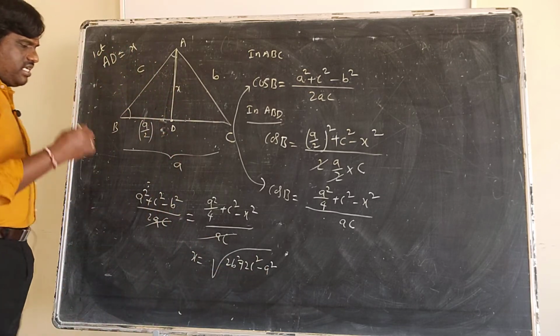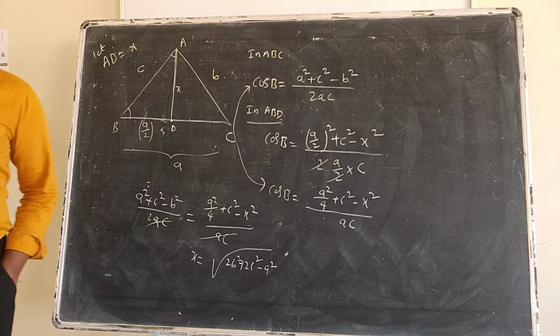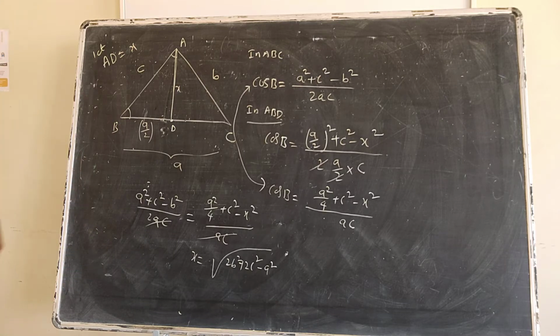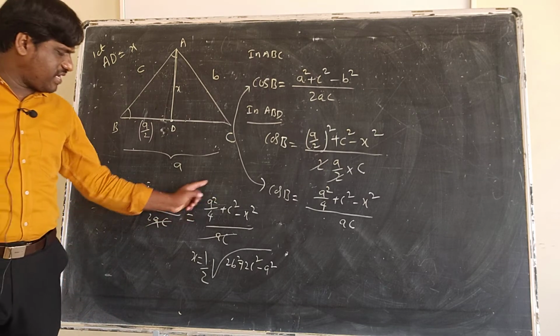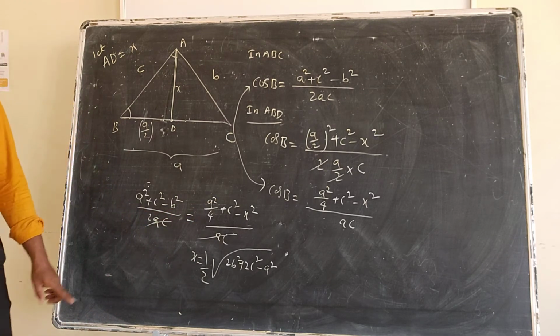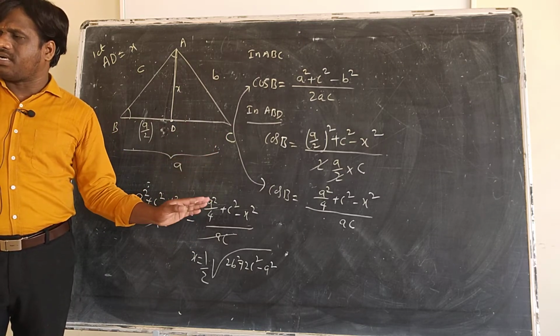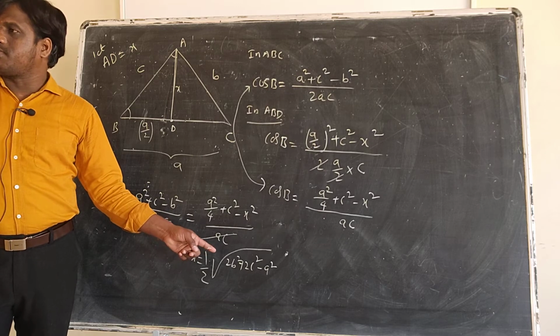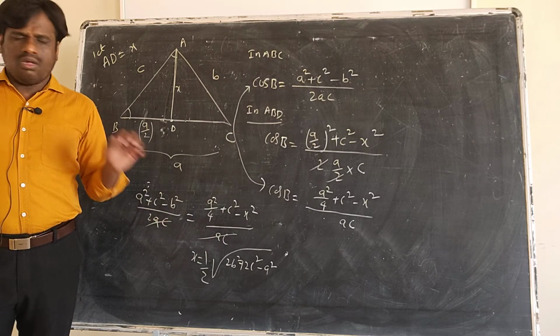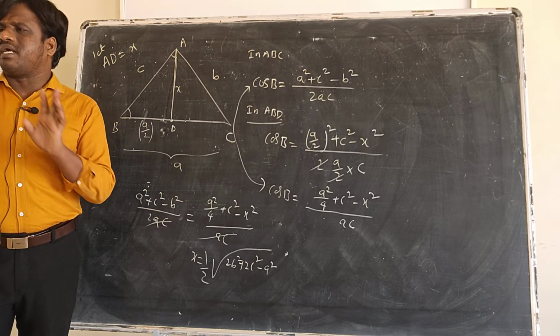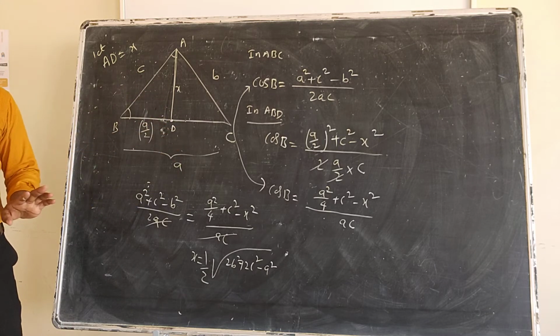This is the length of AD you will get. So just by simplifying that you will get it. If you want simplification, I will explain. Let me know if you want simplification. So if you simplify this, you get x is equal to 1 by 2. It will come as x square, so if we take the square root, what will happen? 1 by 2 square root of 2b square plus 2c square minus a square. Proof is not mandatory, but I explained how you got this.